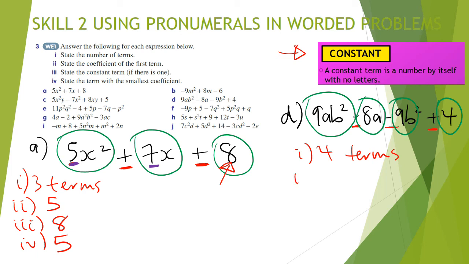What is the coefficient of the first term? The number out in front of the letters is 9. State the constant term. Is there a number by itself without letters? Yep, number 4.